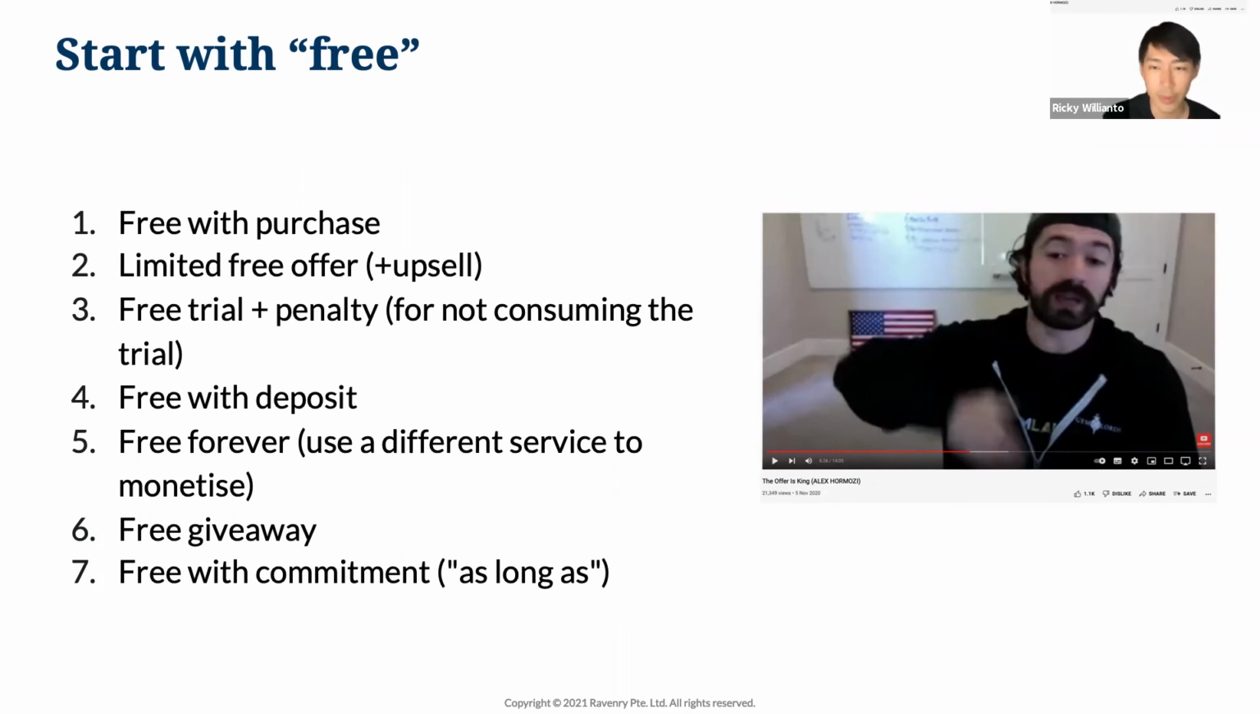So one, free with purchase. So simple. You buy A, you get B for free. Okay, simple, right? Free with purchase.